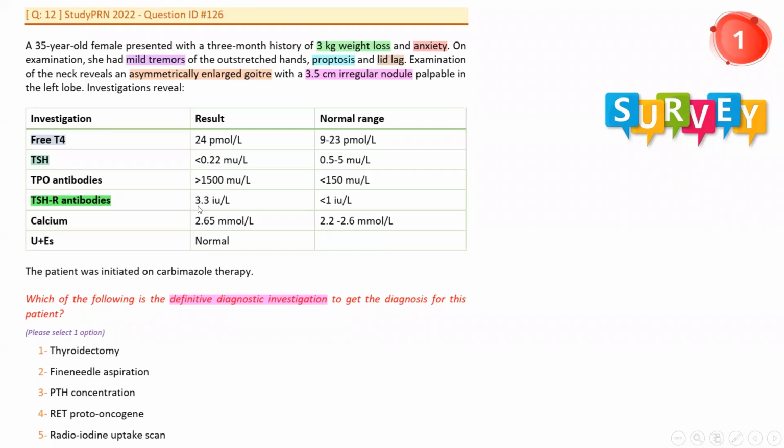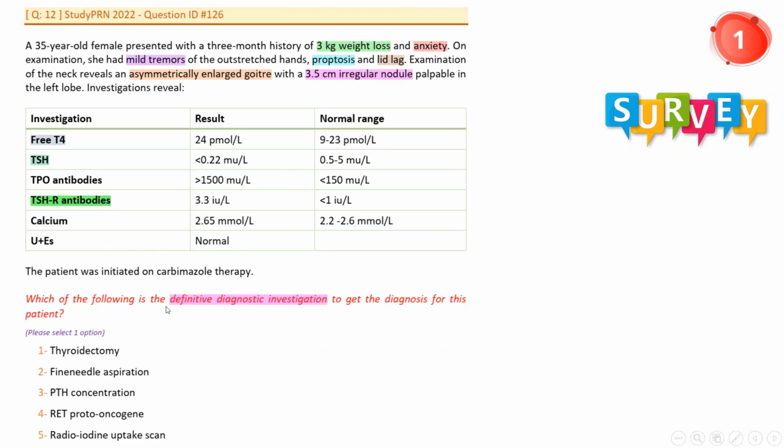What does TSH receptor antibody mean? Graves' disease. So it is Graves' disease. But don't forget that there is an irregular nodule in a patient presenting with Graves' disease. This is very important. The calcium is mildly elevated. The other examination is normal. The patient was initiated on carbimazole.